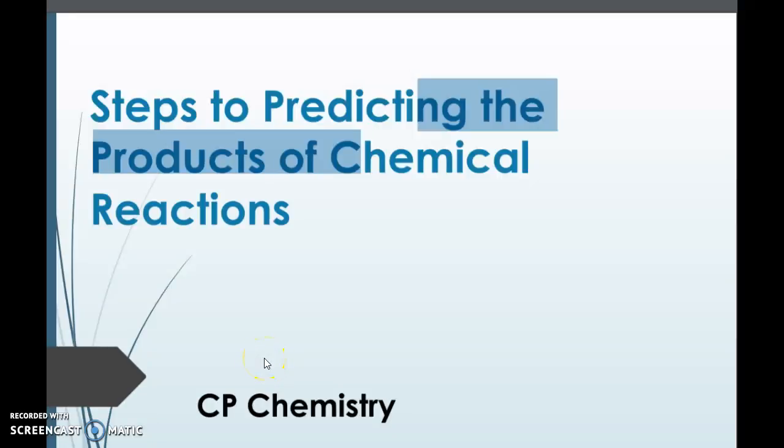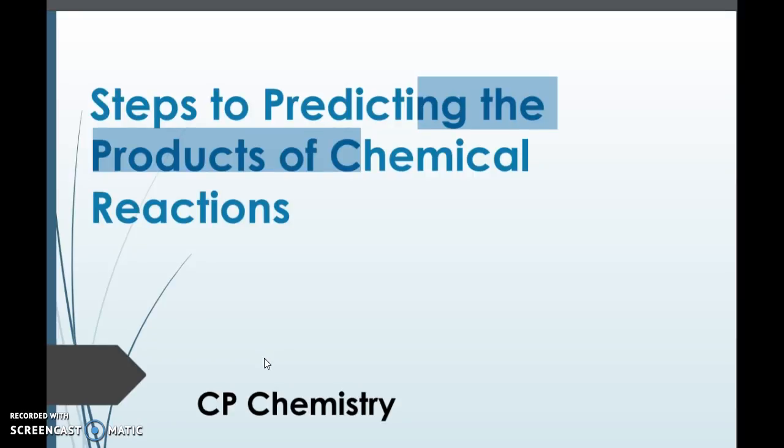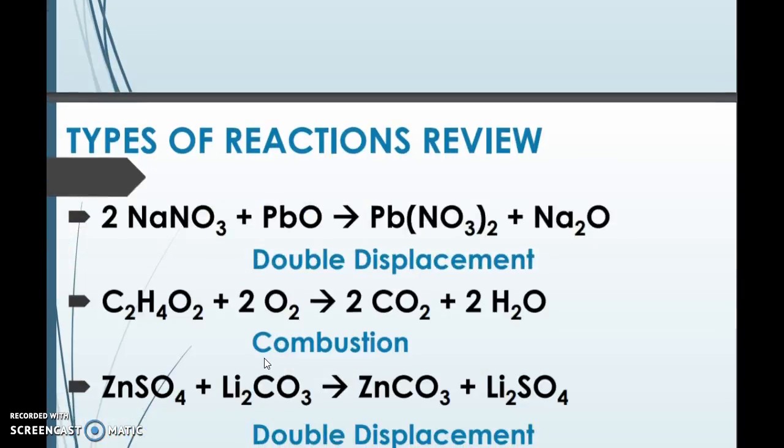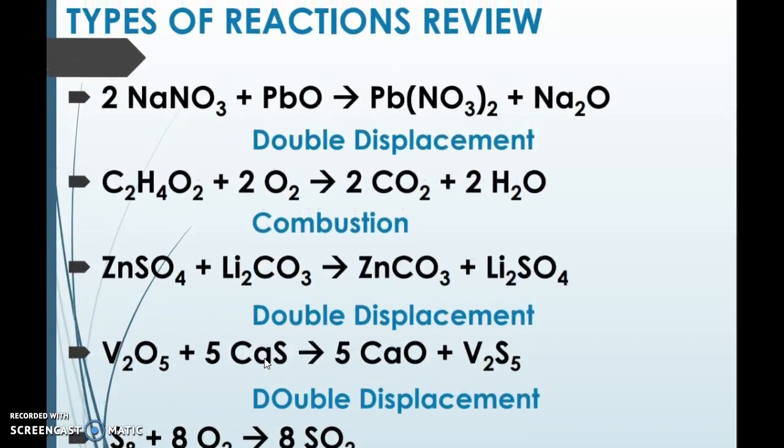In this PowerPoint, I'm going to show you guys how to predict the products of chemical reactions. Yesterday, we talked a little bit about what each chemical reaction is, what the types are, and what you're going to see now is how do we figure out what products are produced from them. So here, as a review, you can see some different types of chemical reactions.